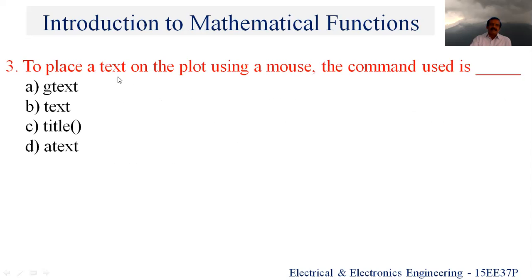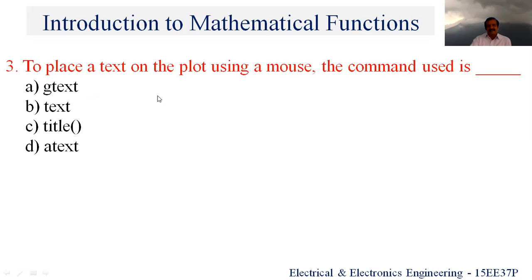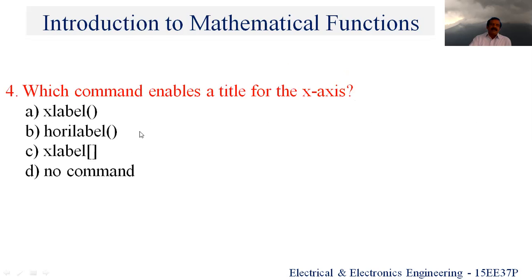The third one is to place a text on the plot using the mouse. Which command is used? gtext, text, title are the options. So directly, using the mouse, you go there and use the command, it is gtext. So gtext is the command. This is a predefined function of MATLAB. If you want to place a text at a position of our interest in the graph, we need to use the gtext command.